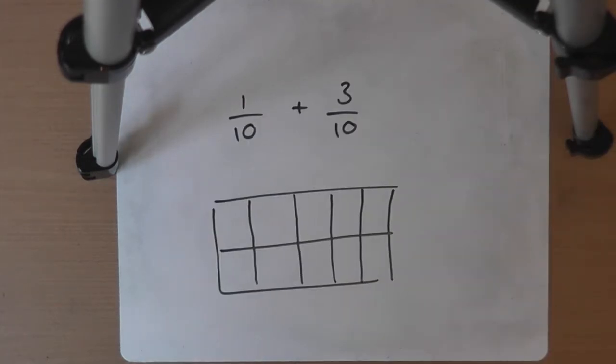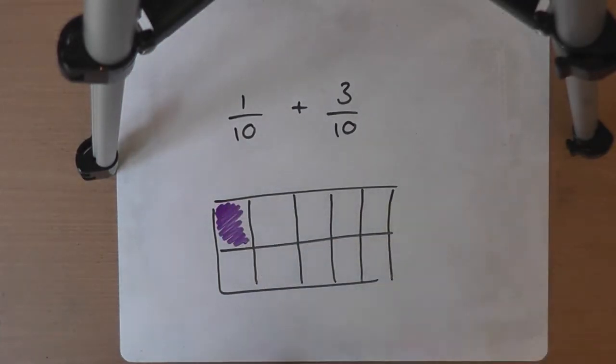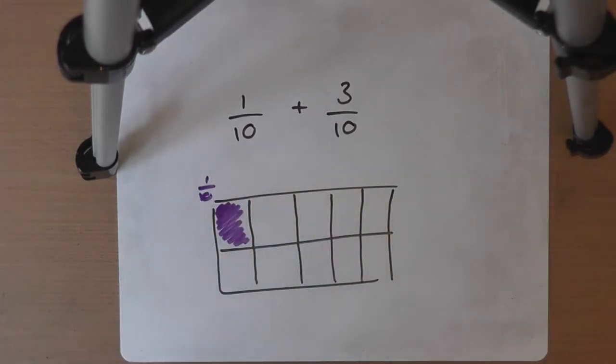Let's think about some easier ones first of all. 1 out of 10 plus 3 out of 10. Well, the easiest way to explain what's going on here would be to draw a picture. Here is a box cut into 10 equal sized pieces, 5 on the top, 5 on the bottom. And first thing I'm going to do is colour in 1 out of 10. I'm going to colour in one of those pieces. So there is the 1 out of 10. I'm going to label that as 1 out of 10.